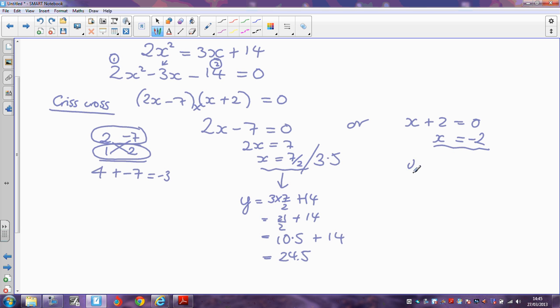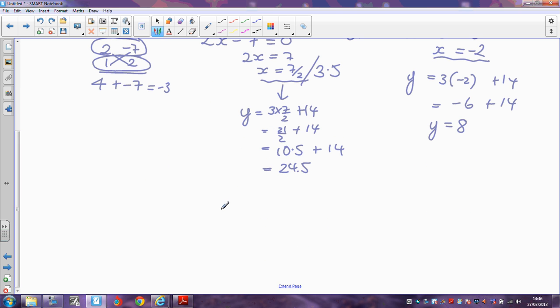Here, if x is minus 2, then y is going to be 3 lots of minus 2 add 14, because it's 3x plus 14, so that's minus 6 add 14, so y is equal to 8. Make sure when you give your final answers that you give them in pairs that go together.